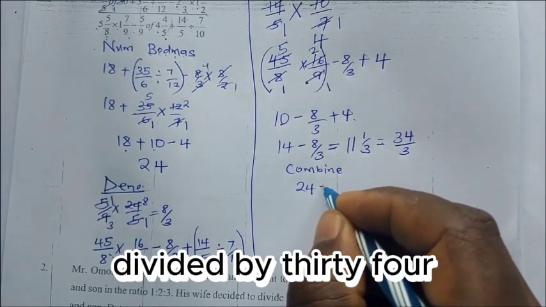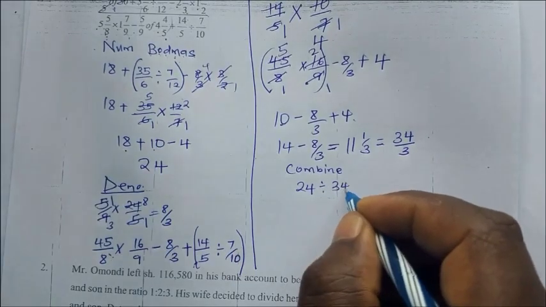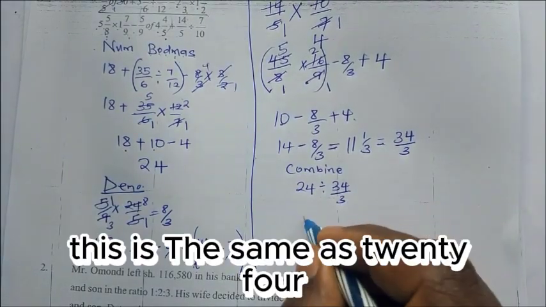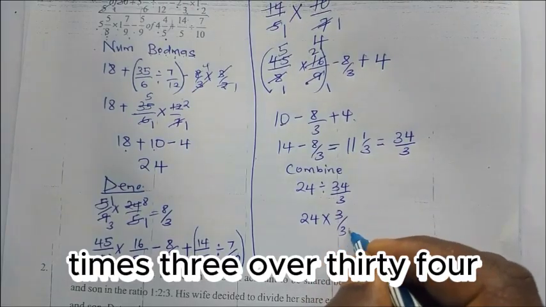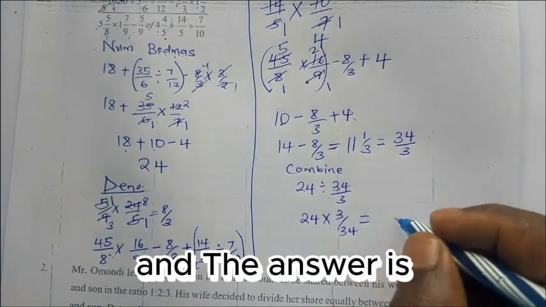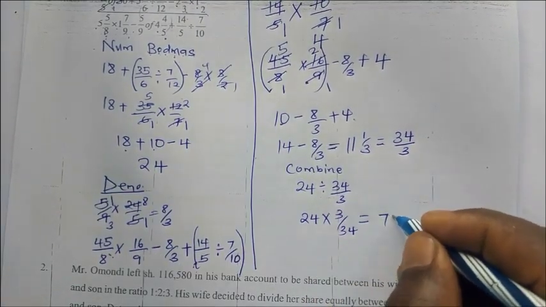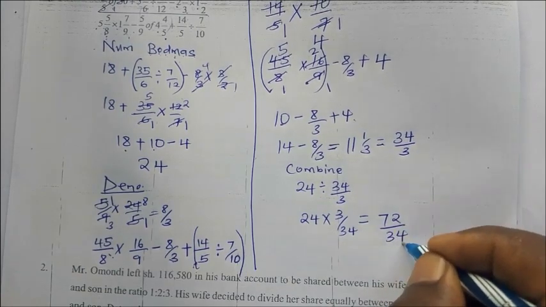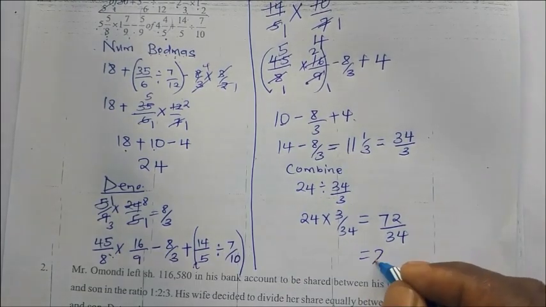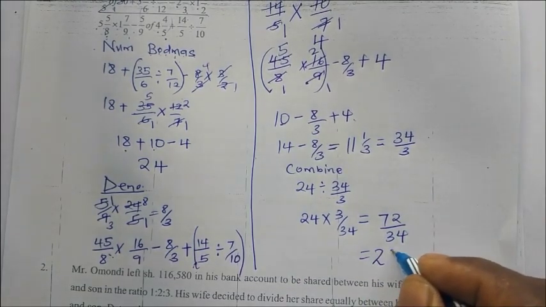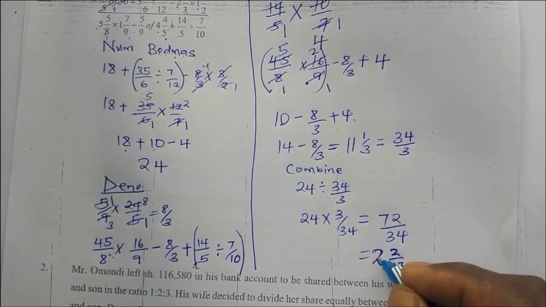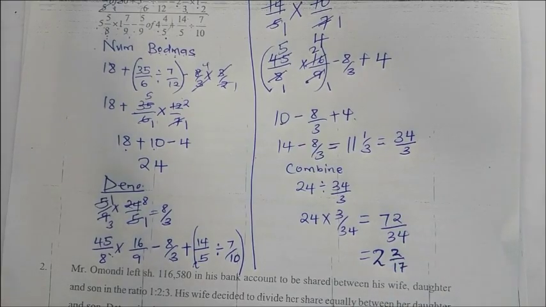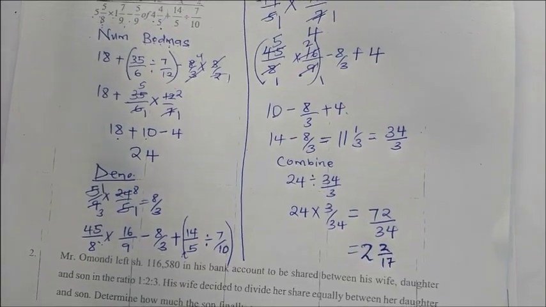24 divided by 34 over 3. This is the same as 24 times 3 over 34. And the answer is 72 over 34, and this is the same as 36 over 17. That's how you do it, step by step.